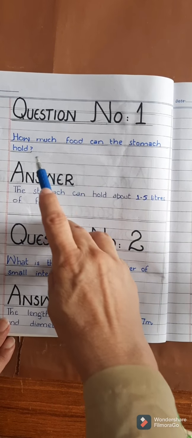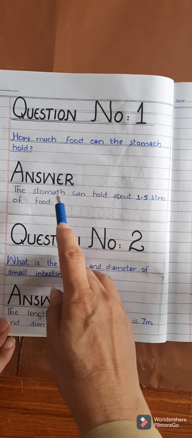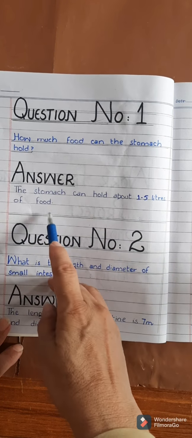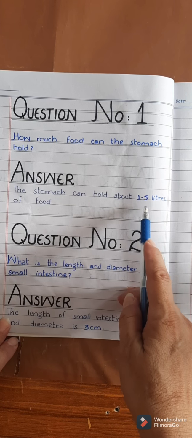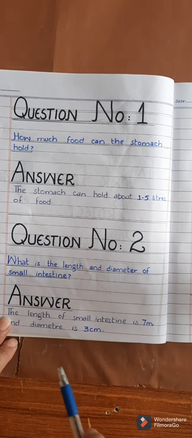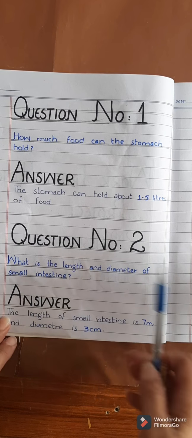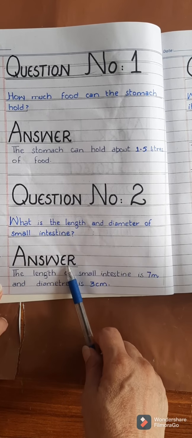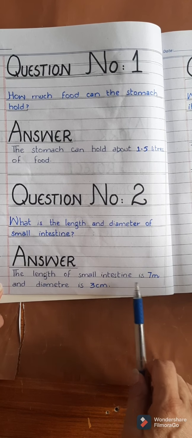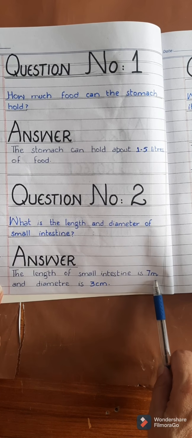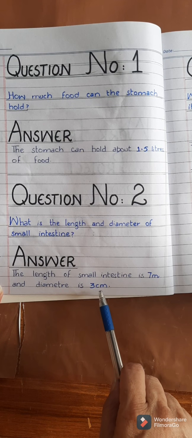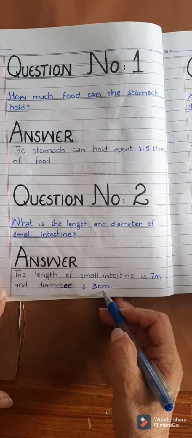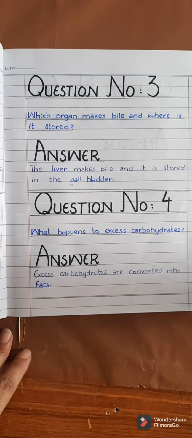Question number 1. How much food can the stomach hold? Answer: the stomach can hold about 1.5 liters of food. Remember, 1.5 is the highlighted word. Then we have question number 2. What is the length and diameter of the small intestine? Answer: the length of the small intestine is 7 meters and the diameter is 3 centimeters. 7 meters and 3 centimeters are highlighted words.